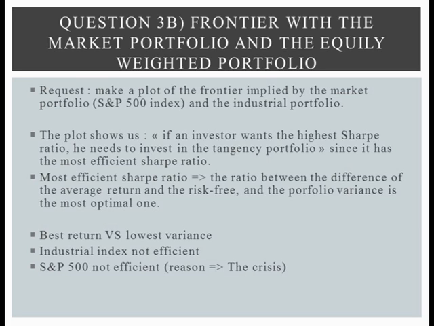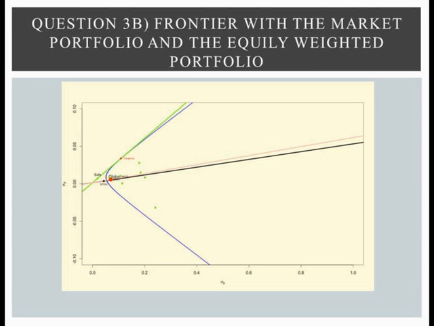Question 3b was about the frontier with the market portfolio and the equity weighted portfolio. The request was to make a plot of the frontier implied by the market portfolio, so the S&P 500 index, and the industrial portfolio. The plot shows us that if an investor wants the highest Sharpe ratio, you need to invest in the tangency portfolio. The tangency portfolio has the most efficient Sharpe ratio, which means that the ratio between the difference of the average return and the risk-free rate and the portfolio standard deviation is the most optimal one.